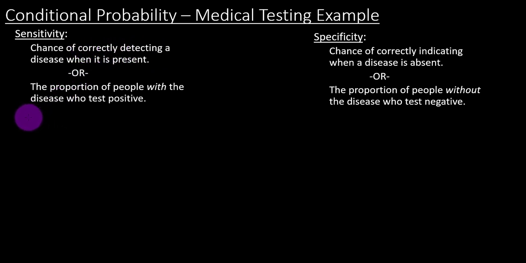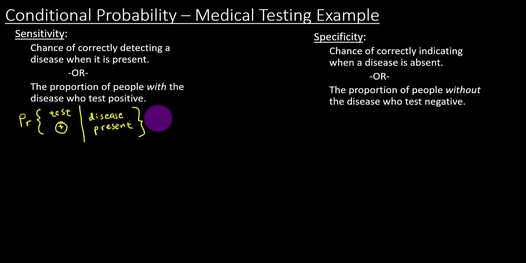So we can write this with notation quite briefly as the probability of testing positive. I'm going to write test plus sign, given that the disease is present. And we can even represent this in another way, but I'm just going to write equals and leave a space, and we'll come back to that because we still need to introduce some more concepts.